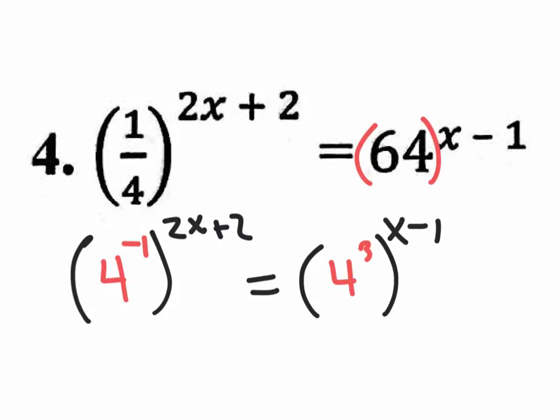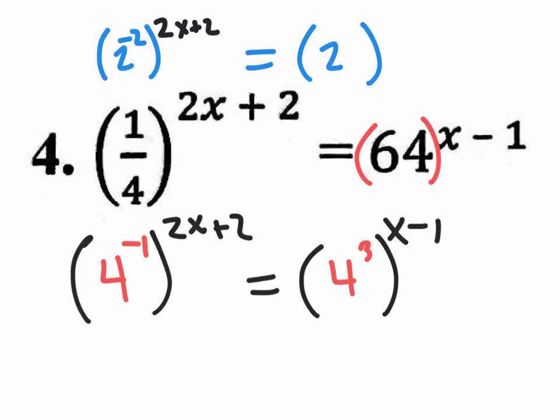Okay? Or another option that you could have done is you could have changed the 1/4 to be 2 to the negative 2. And then you'd have the 2x plus 2 equals, and you could have changed the 64 to be 2 to the positive 6 to the x minus 1. I'm just showing you different options here. I'm not even solving the whole thing.